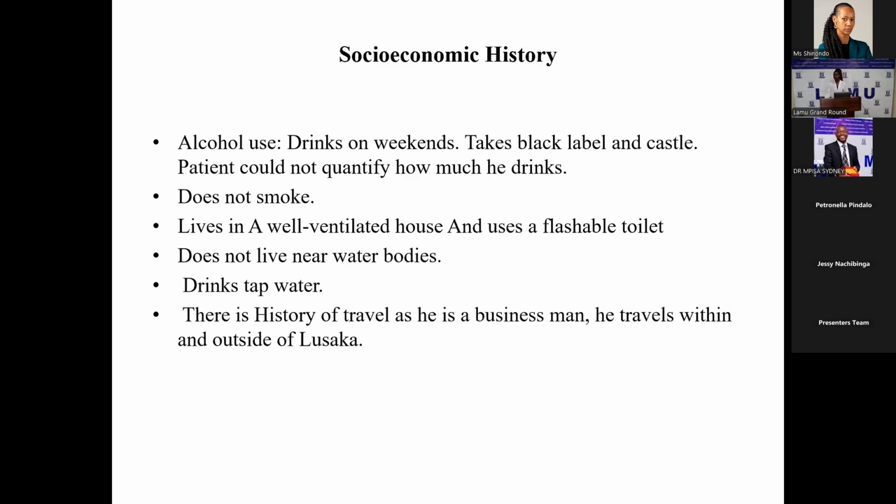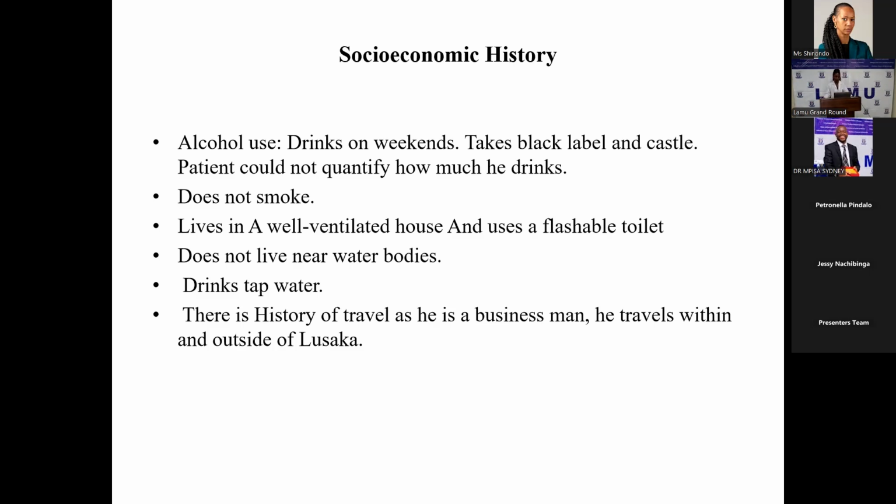On socioeconomic history, the patient takes alcohol and he drinks on weekends. He takes Black Label and Castle. The patient could not quantify how much he drinks. He does not smoke, however, and lives in a well-ventilated house and uses a flushable toilet. He does not live near water bodies and drinks tap water. There is a history of travel, as he's a businessman, and he travels within and outside Lusaka.